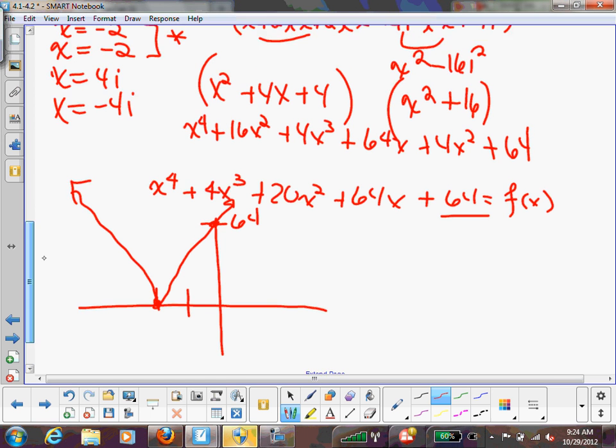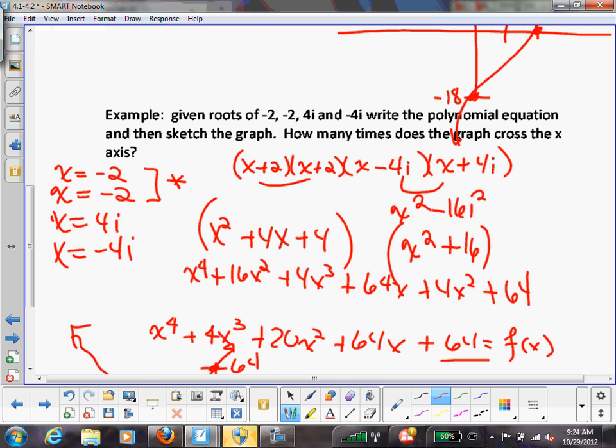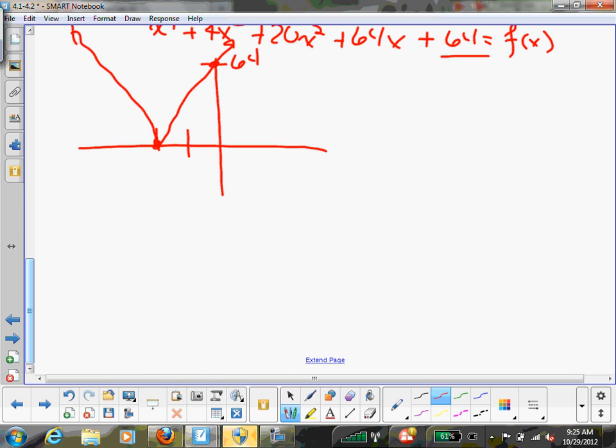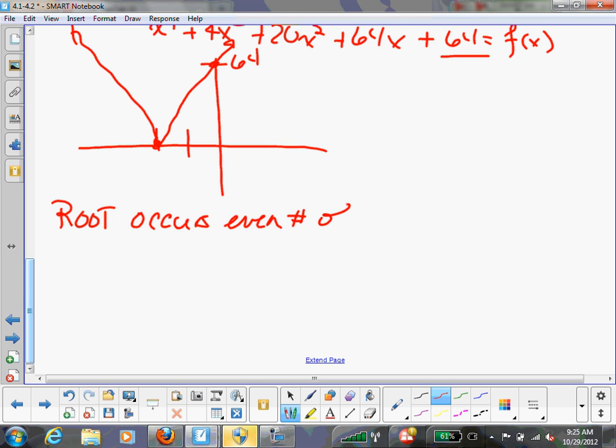Okay? So remember I said pay specific attention to the fact that -2 repeats. If it repeats an even number of times, it bounces. Your graph bounces at that value or gets reflected. If it is an odd number of times, it passes through that root. Very important that you know that. So if your root occurs an even number of times, the graph bounces.